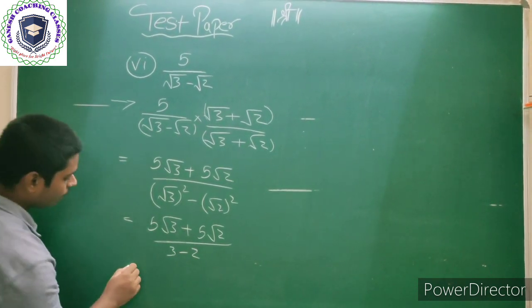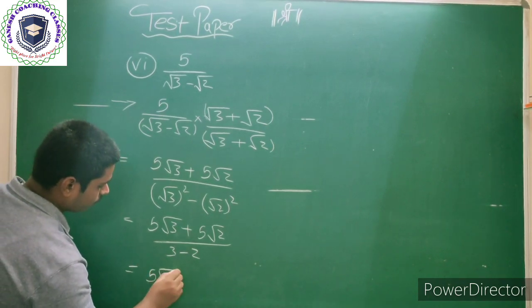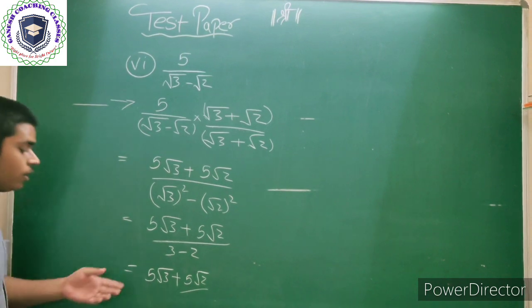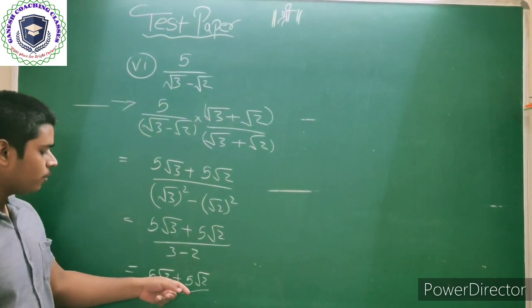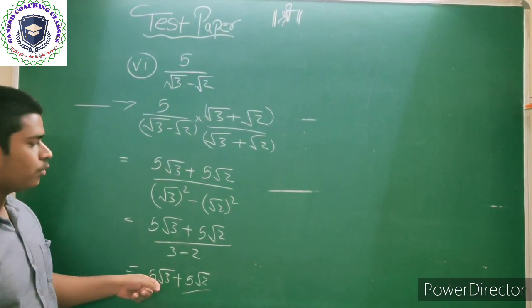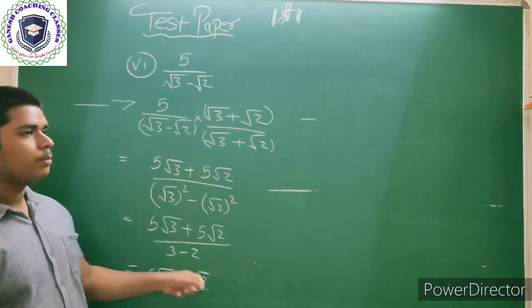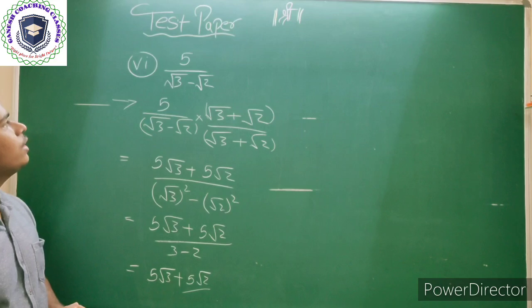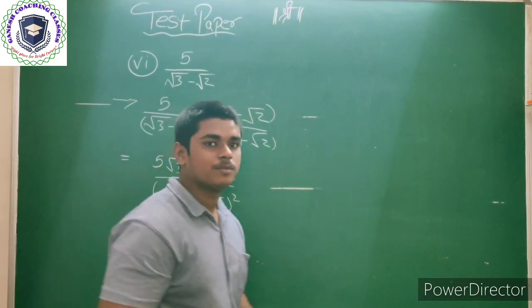Okay, so we will write the numerator as it is, 5 root 3 plus 5 root 2, or we can take 5 as a common, so the answer would be 5 times (root 3 plus root 2), or this is the simplified form. Okay, so let's start question number 7.